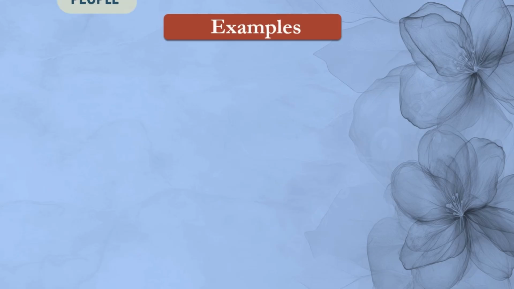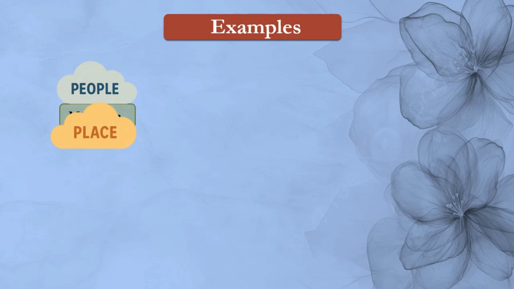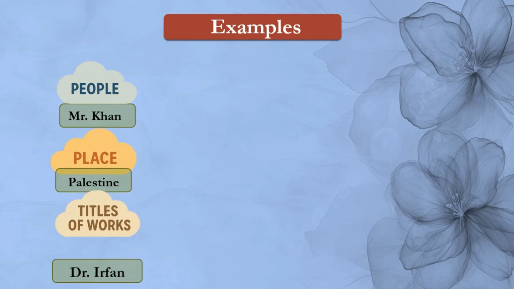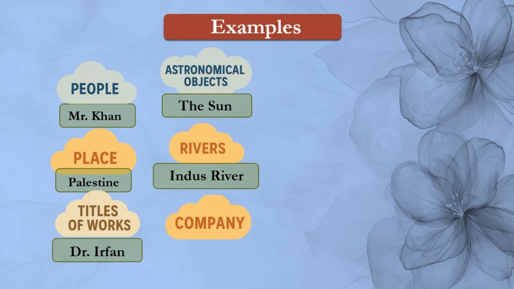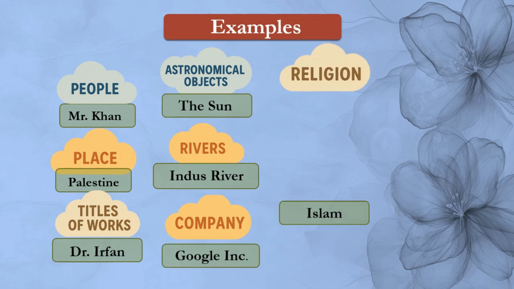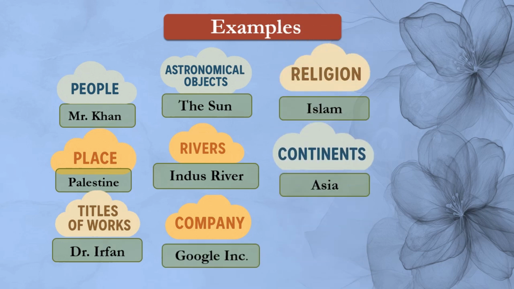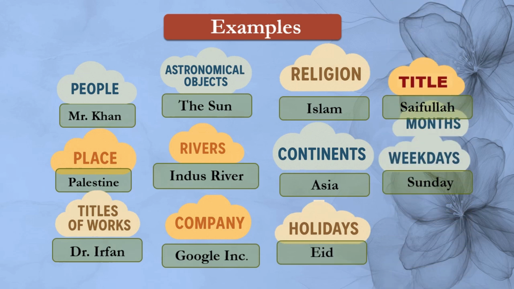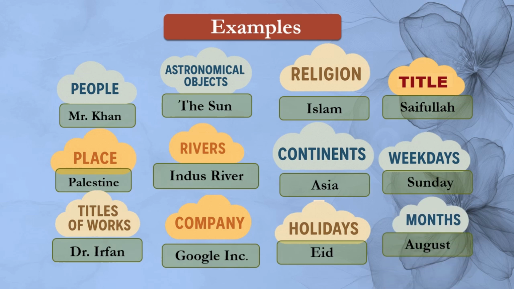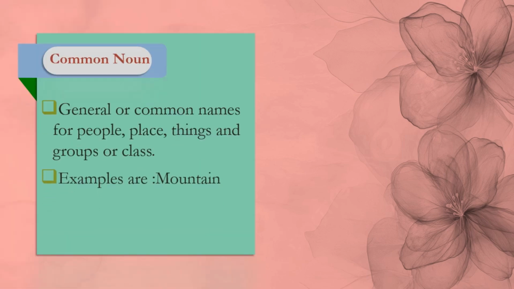For example, people, Mr. Khan. Place, Palestine. Titles of works, Dr. Irfan. Astronomical objects, the Sun. Rivers, Indus River. Company, Google Incorporated. Religion, Islam. Continents, Asia. Holidays, Eid. Title, Saifola. Weekdays, Sunday. Months, August.